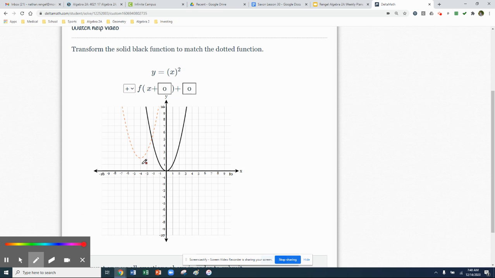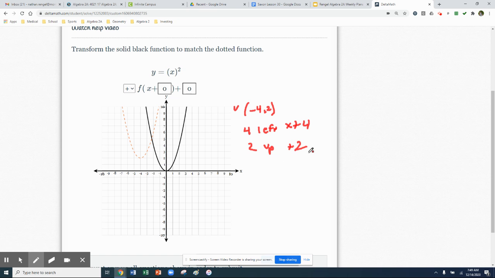So right here, first I'm seeing that my vertex is at -4, 2. So I'm just going to write that over here. Vertex is at -4, 2, which means I'm going 4 left, and then I'm going 2 up. So 4 left means I'm going to have a +4, x +4, excuse me. And then I'm going to have a 2 up, I'm going to have a +2 on the outside of my parentheses.